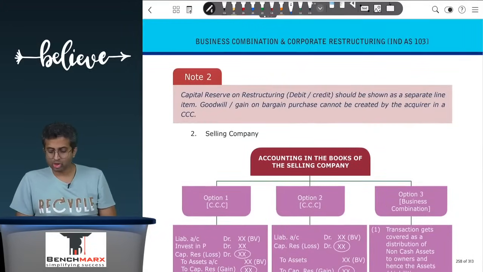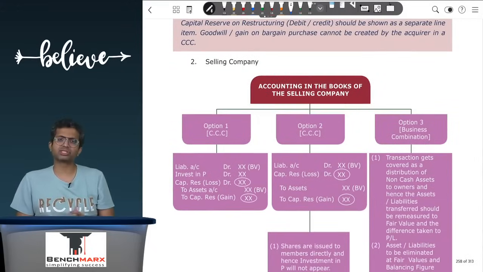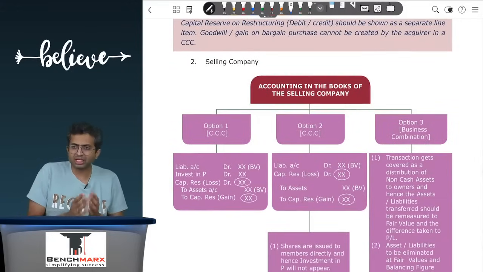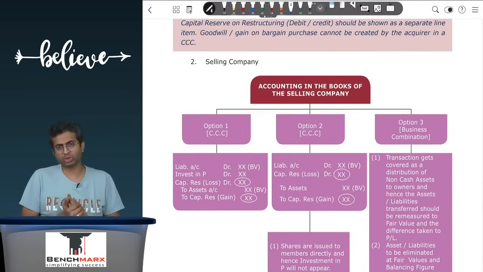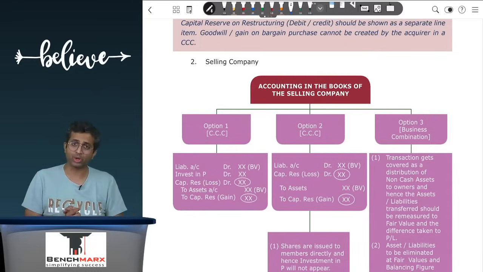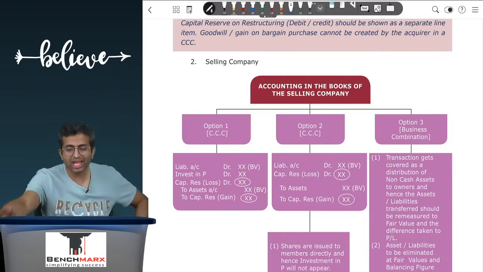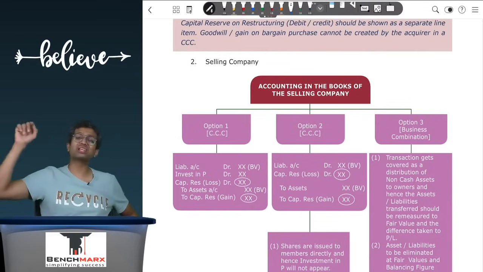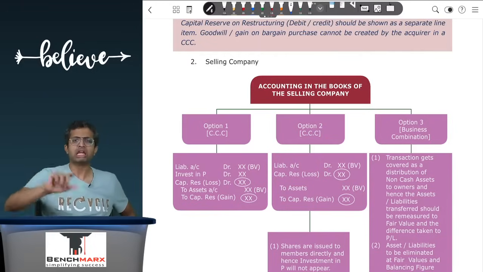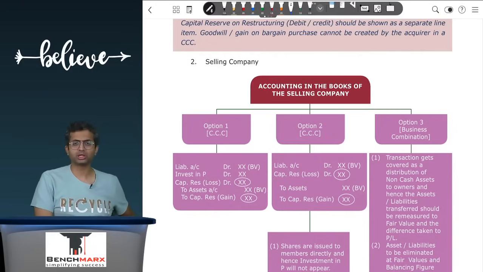Now, in the books of the selling company, again, for each of the 3 cases, the accounting can be different. In the books of the selling company, debit what comes in, credit what goes out. What is going out is assets, so you will credit the assets at the book value. What is going out is liabilities, so you will debit the liabilities at the book value. What is coming in, sometimes in case 1, the shares of the new company will come in, so you will show it as investment. So assets credited, liabilities debited, and investment in the selling company to be debited.